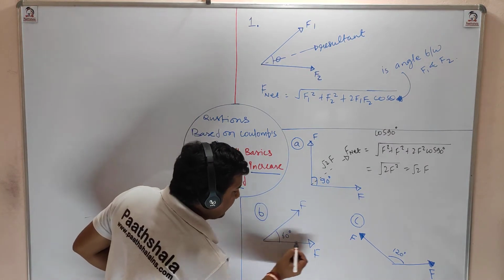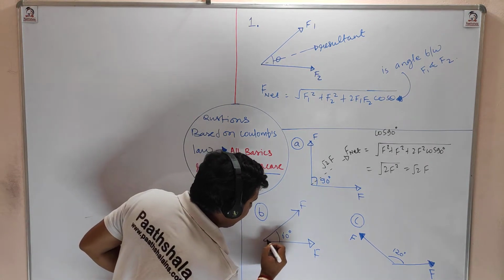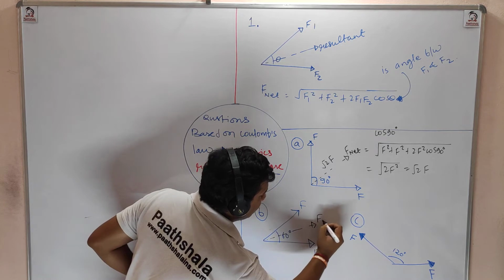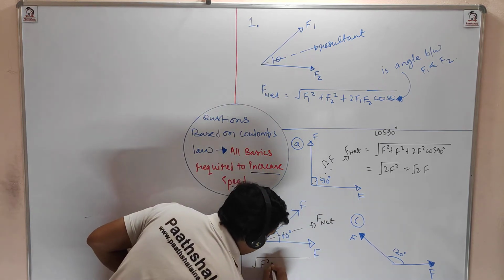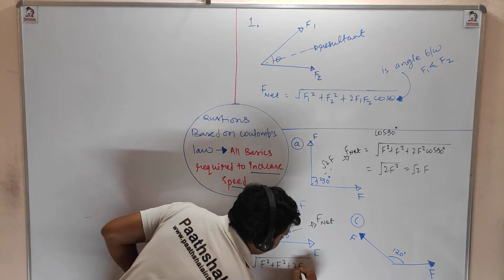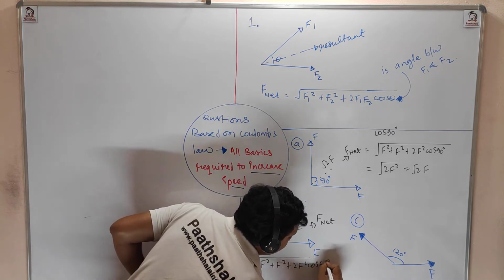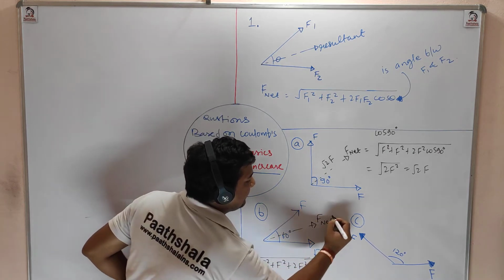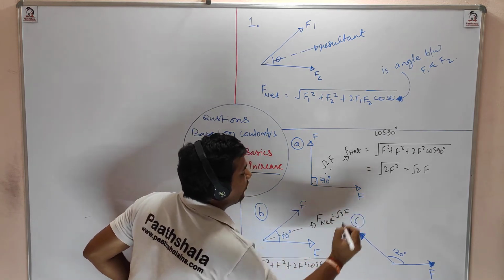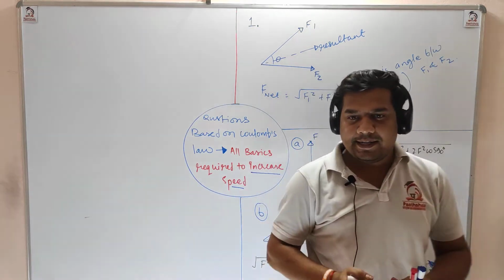If two equal forces are at an angle of 60 degrees, how do we find F net? Again by using the same formula, under root F square plus 2F square cos 60. After putting the value of cos 60 as 1/2, you will get root 3F. Now cos 120 is minus 1/2.